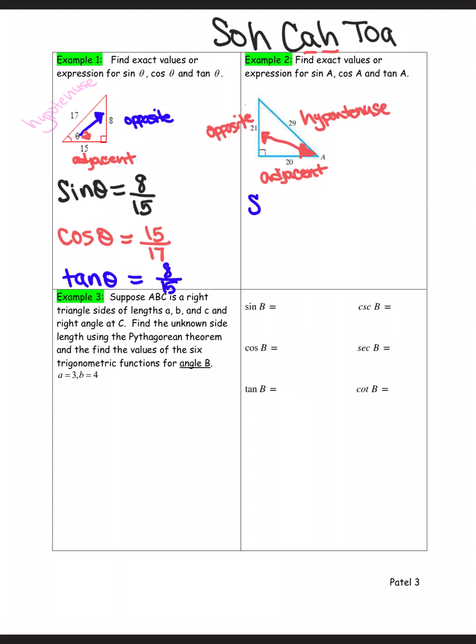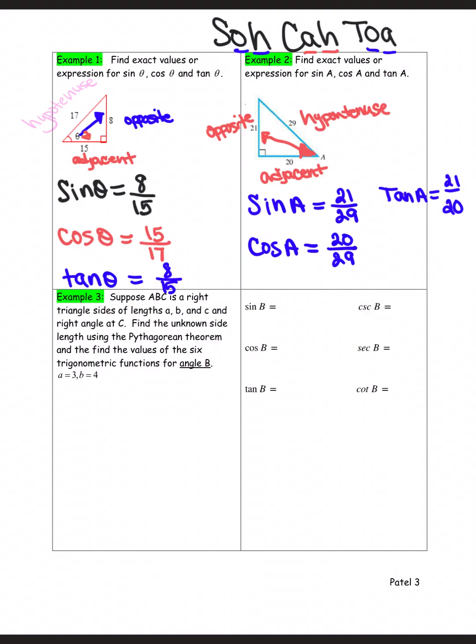So we have sine of A, opposite over hypotenuse. That's 21 over the hypotenuse, which is 29. Cosine of A is adjacent, which is side length 20, over hypotenuse, which is 29. And then tangent of A is opposite over adjacent, so opposite is 21 over 20.